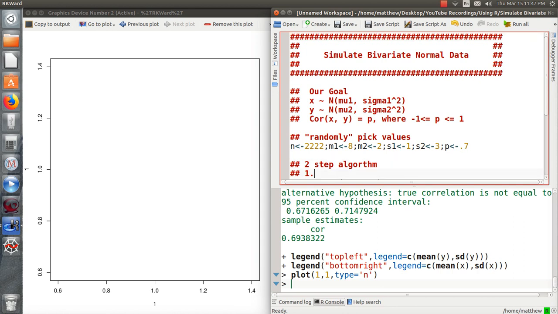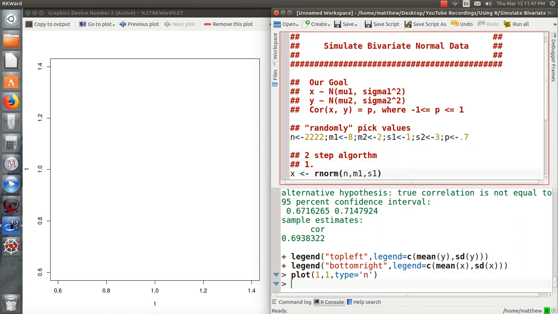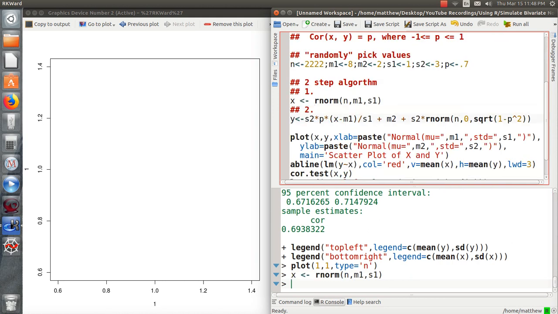It's a two-step algorithm. Step 1 is generate X. And in R, there's a function called rnorm, and what sample size do you need, what mean, and what standard deviation. So let's run that. Now step 2 is a little trickier. Here it's a little bit longer equation.